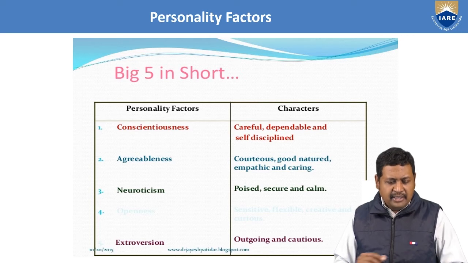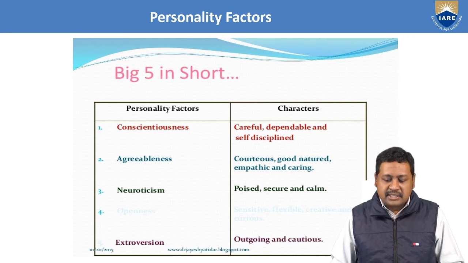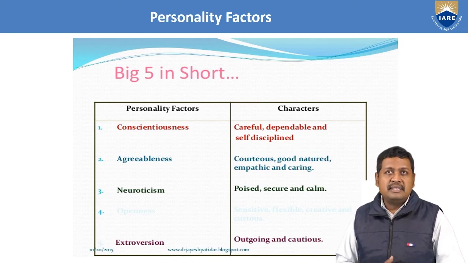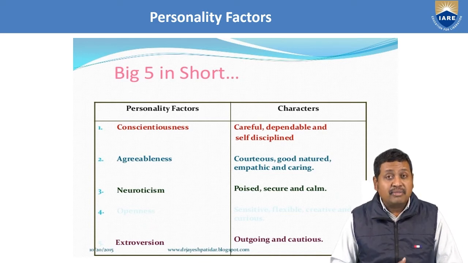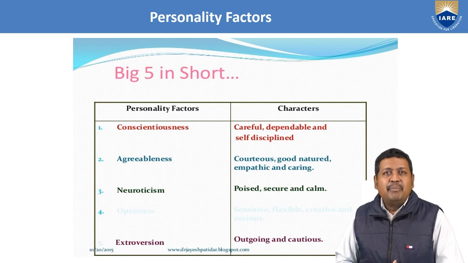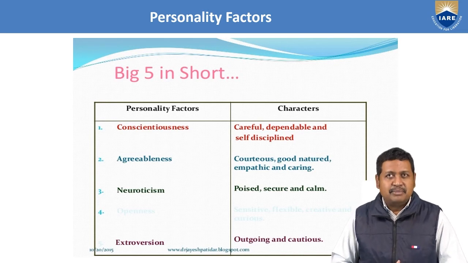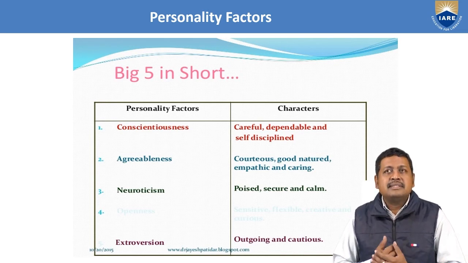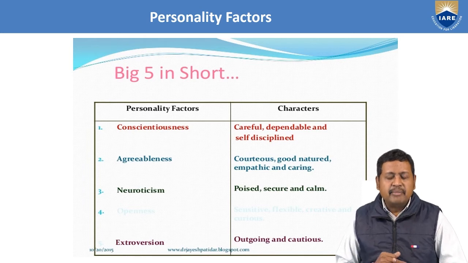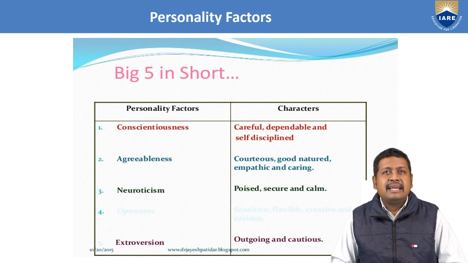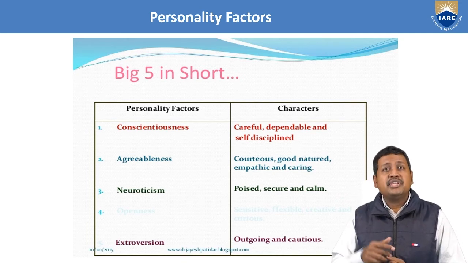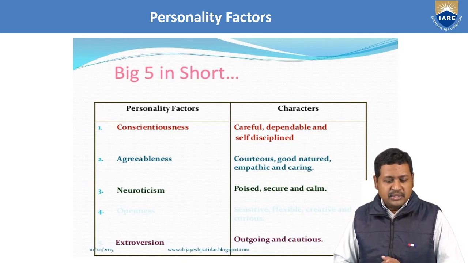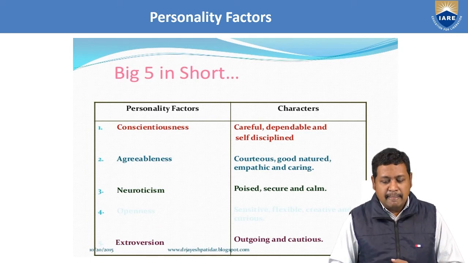Well, coming to conscientiousness, what I mean to say is careful people. Conscientiousness people are careful people. Well, that's a tongue twister. Dependable and self-disciplined people. Agreeableness: courteous, good-natured, empathic and caring. Empathetic means understanding the feelings of the opposite person, stepping into the shoes of the opposite person. So these people are agreeable people. Courteous is nothing but politeness.